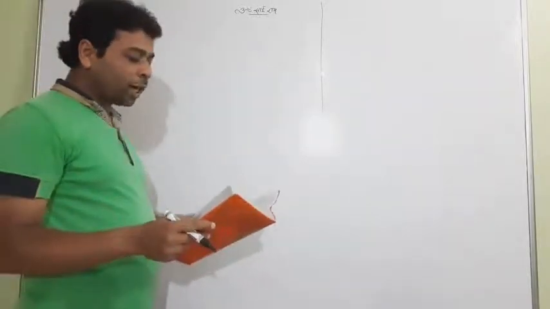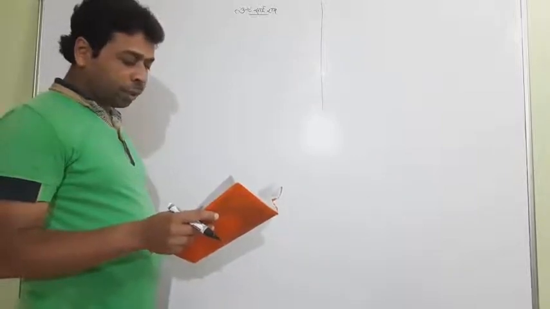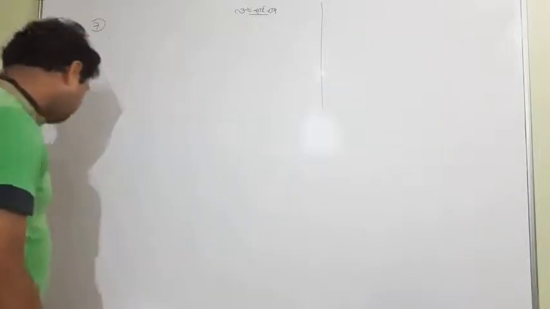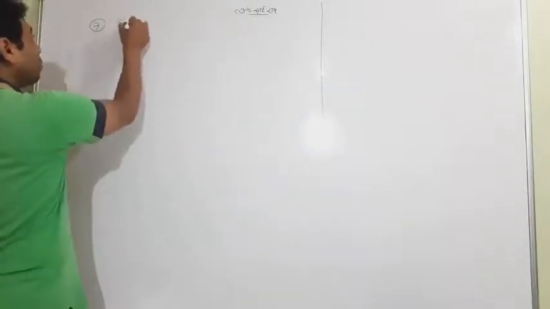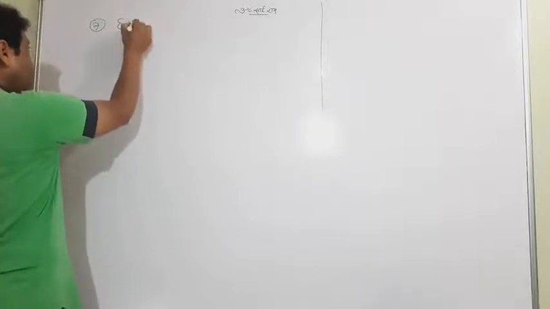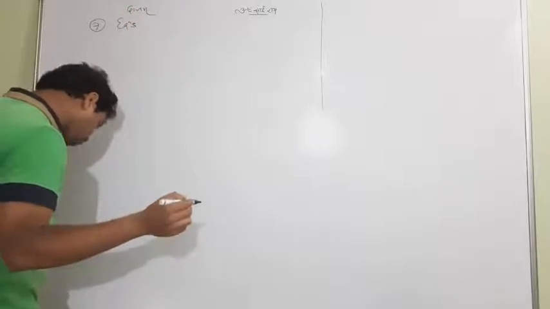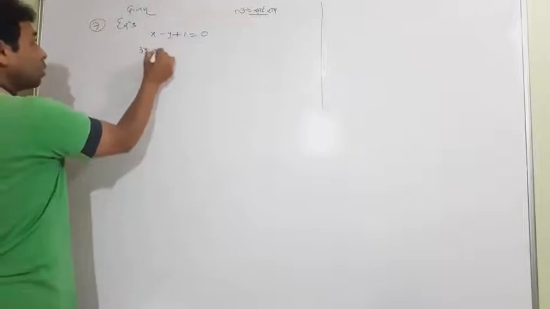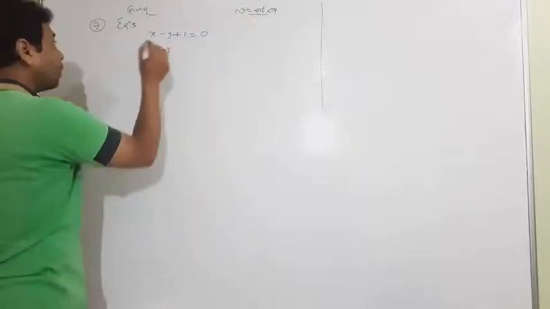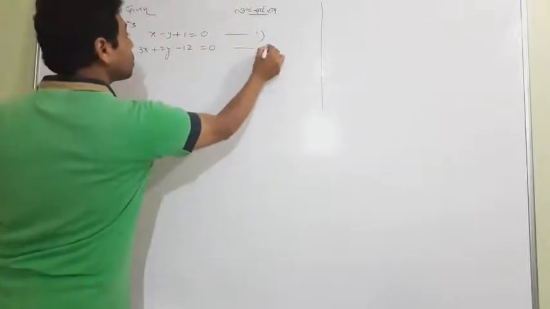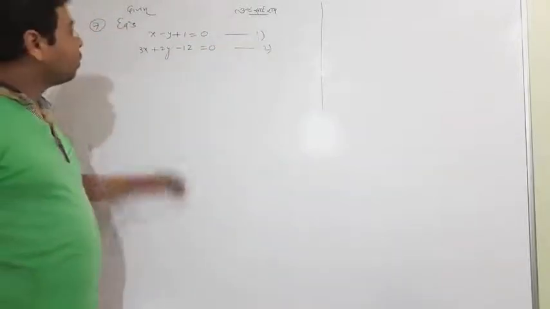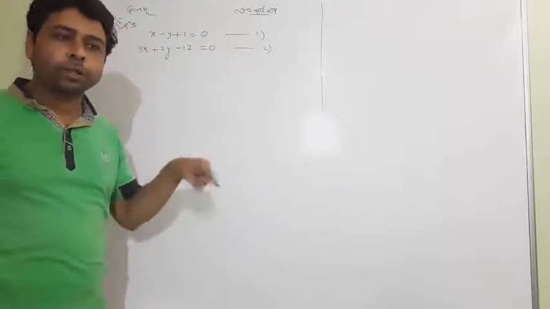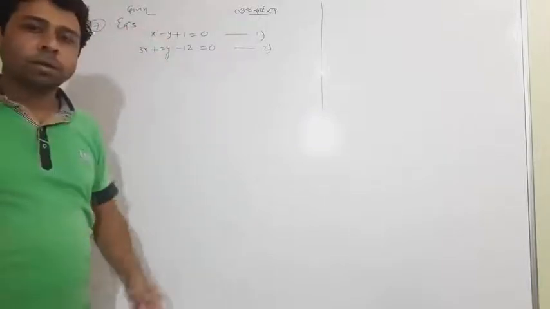Question says, draw the graph of the equations. Determine the coordinates of the vertices of the triangle formed by these lines with the x-axis, and shade the region. The given equations are x minus y plus 1 and 3x plus 2y minus 12. We have two equations. Now, what should we do? We have to draw the graph, and the question says find the coordinates of the vertices of the triangle formed by these two lines with the x-axis.